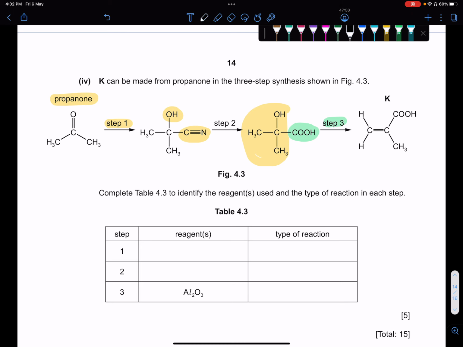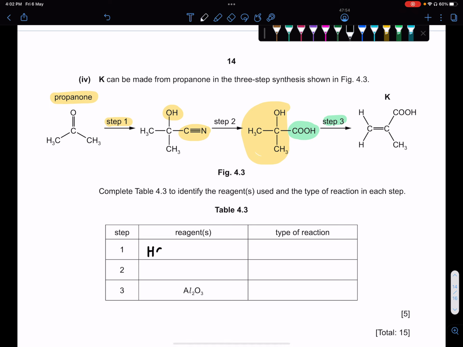Step 1: the reagents we need are HCN and KCN as catalyst. And the reaction is nucleophilic addition. You can just write addition and you will get the mark, but if you want to write specifically, it's nucleophilic addition reaction. The propanone reacts with KCN and HCN to form this hydroxynitrile in step 1. Now step 2, everything remains the same; the only change is CN to a COOH group. This is acidic hydrolysis. You have to write the full term, acidic hydrolysis.